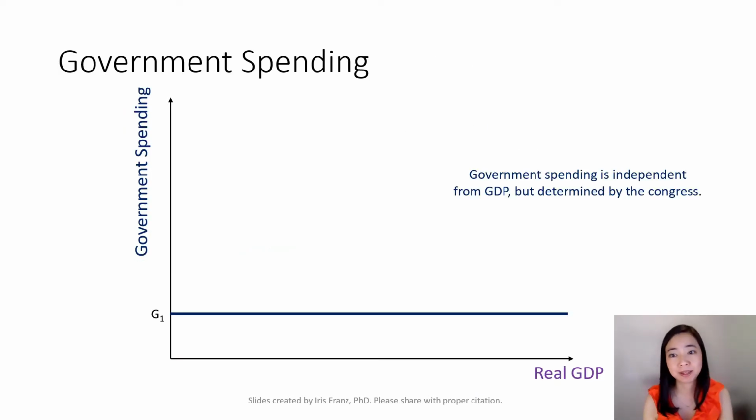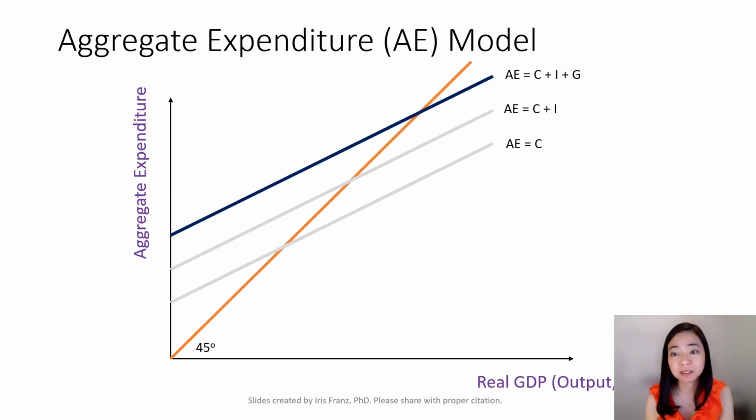Here is the government spending schedule. Remember, the government spending is determined by our Congress, so it is also independent from the real GDP, and as a result, you see a horizontal line here. Now we're going to add the government spending on the top of our consumption and investment. Because the government spending is also independent of GDP, when you add it on the top of consumption and investment, you're going to see your aggregate expenditure curve shift up again.